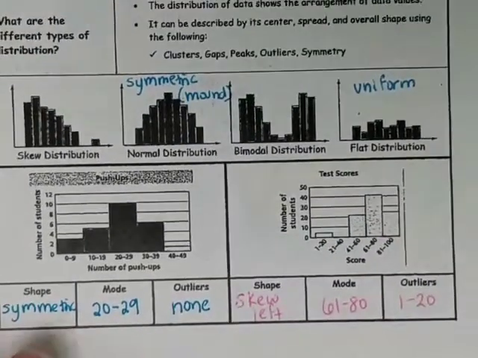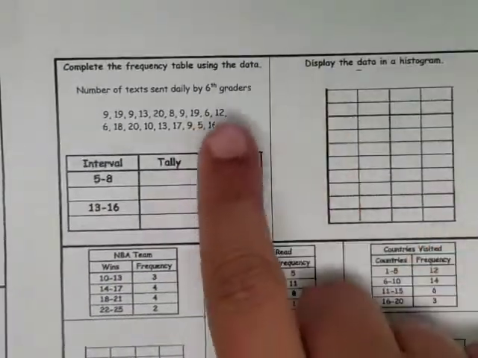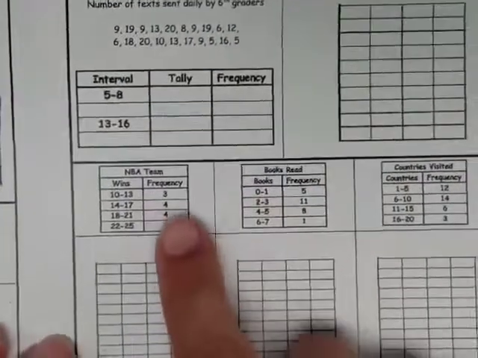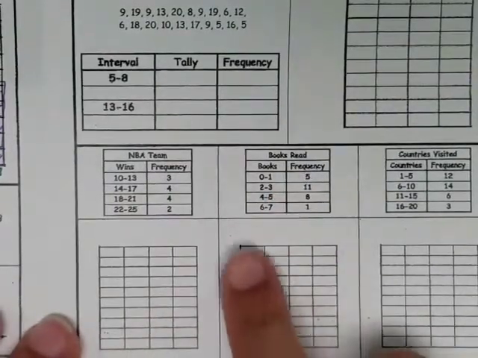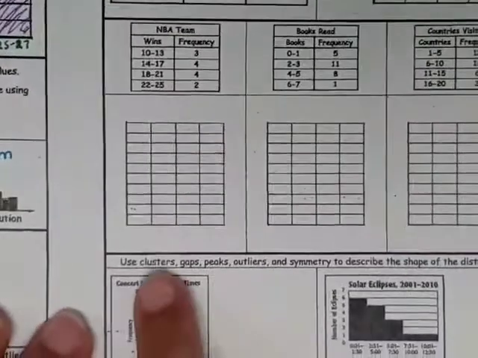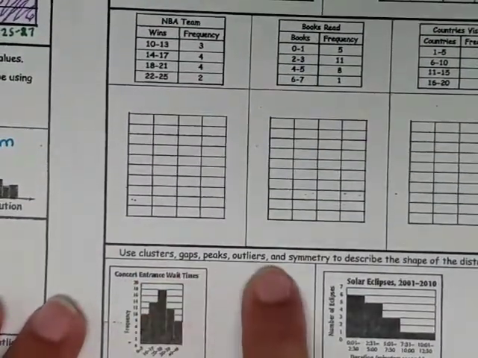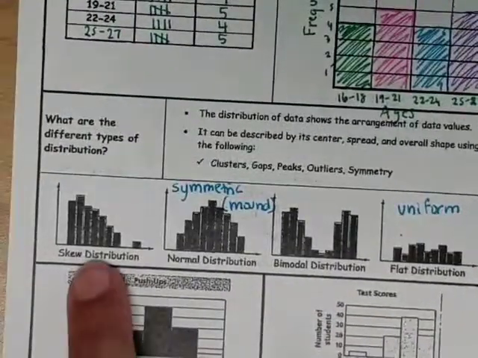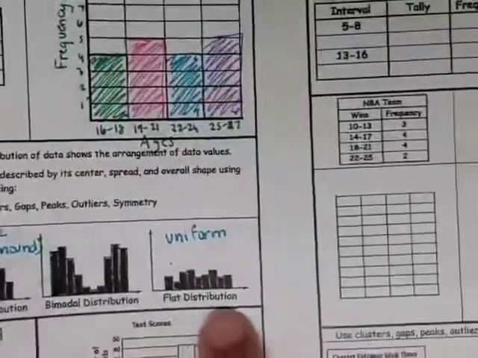Okay. All right, so now what you're going to do is you're going to go ahead and complete these questions over here. So you're going to need to create a frequency table and then graph the data. Same thing here, the frequency table is actually already made for you, so you just have to graph it below. Make sure you label your axes, make sure you title your histogram, and then down here it wants you to use the clusters, gaps, peaks, and outliers and symmetry to describe the shape of the data. So tell me if it's skewed, symmetric, bimodal, or a nice uniform distribution.